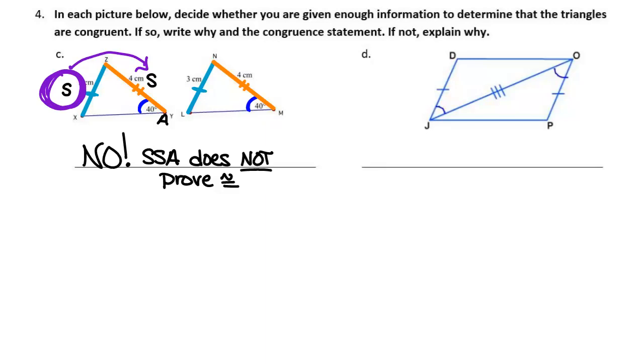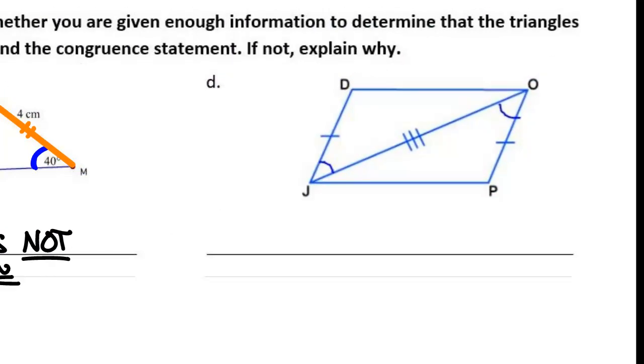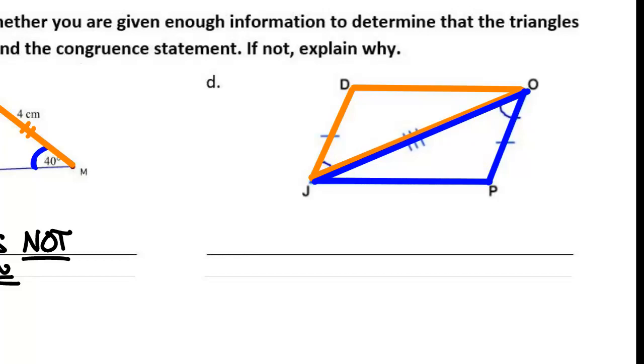All right, let's look at D. How many corresponding congruent parts do we have between those two triangles? 3. I'm going to outline my triangles. I'm going to do one of them in orange, and I'm going to do the other one in a dark blue so that we can refer to these by their color. All right, so I have 3 corresponding congruent parts.